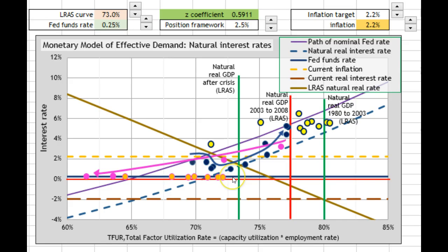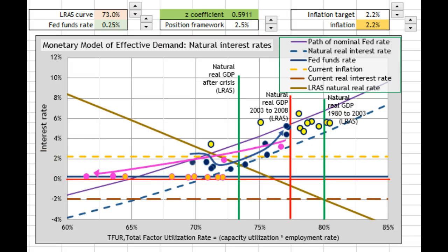Labor share will not allow it. The effective demand limit is setting these limits. The effective demand limit set this natural real GDP, this natural real GDP, and is now setting this natural real GDP. And the effective demand limit will not allow real GDP, in terms of capital and labor utilization, to go beyond this point. And the Fed is going to be in for a big surprise.